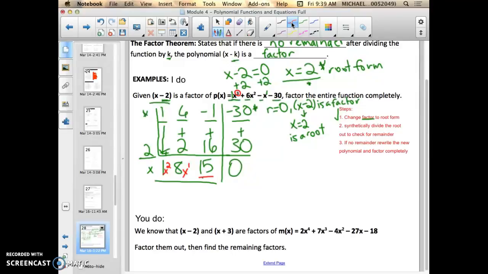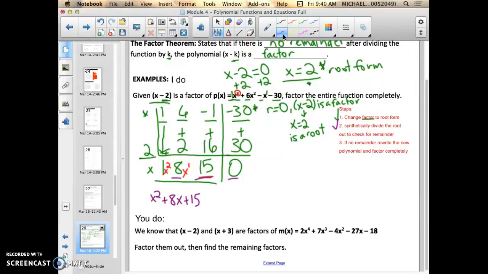And so I'm going to rewrite, because I just did step 2. I synthetically divided out the root, check for remainder. And now, step 3, if no remainder, rewrite the new polynomial and factor completely. So I'm going to rewrite the new polynomial, which is x squared, and I put plus 8x because this 8 is positive. And then I put plus 15 because this 15 is positive. And it's telling me then to factor it completely.